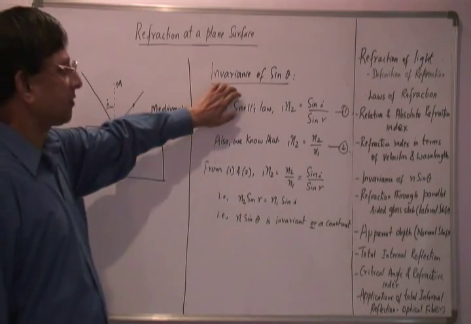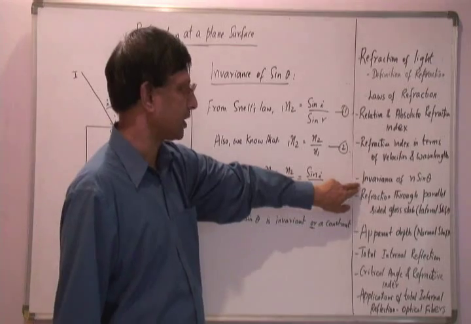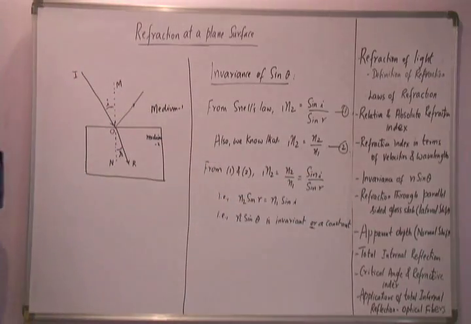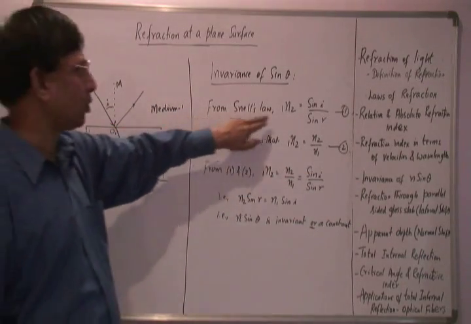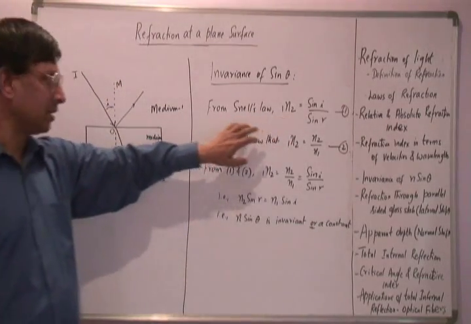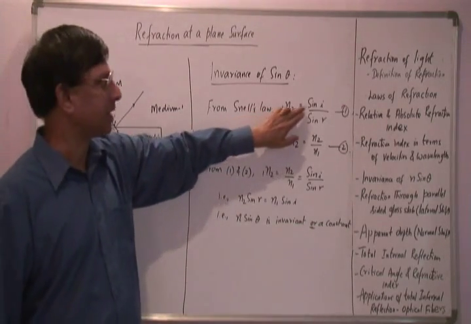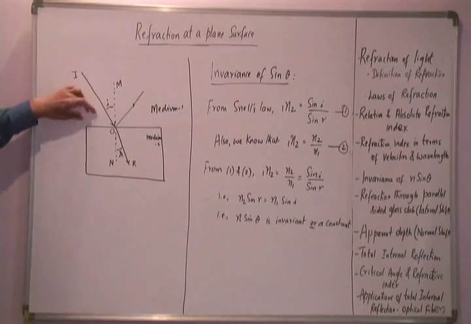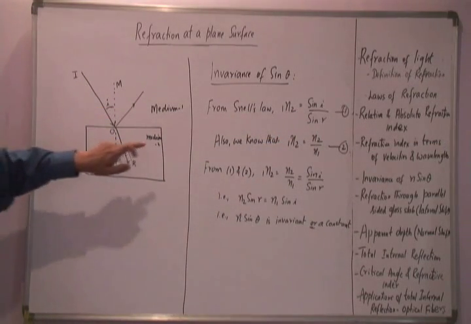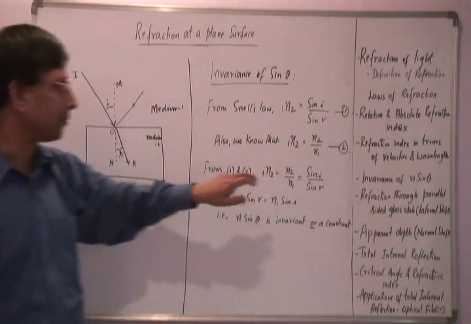Let us now look at the concept of invariance of sine theta. We are looking at this aspect now. We know from Snell's law that the relative refractive index 1 and 2 is given by sin i by sin r. If I were to refer to this diagram, it is sin i by sin r. Call that equation 1.